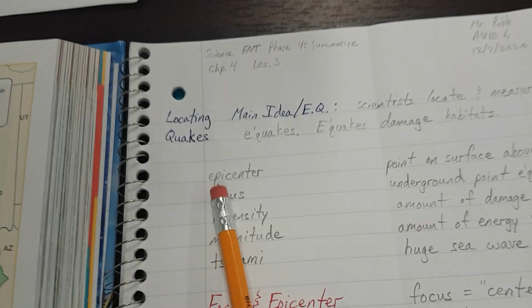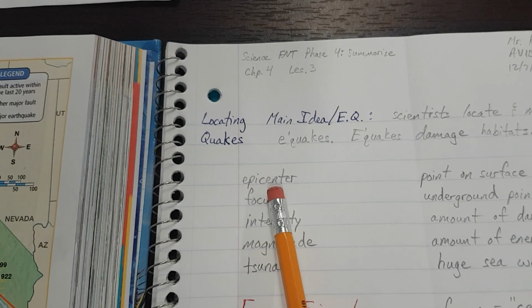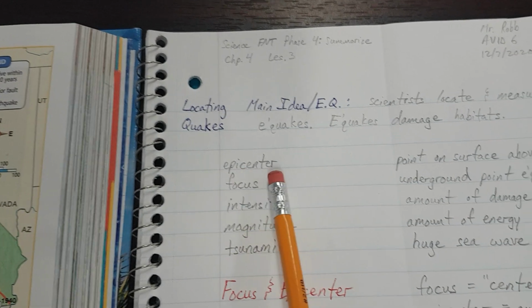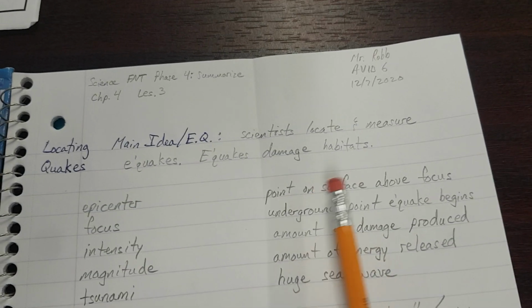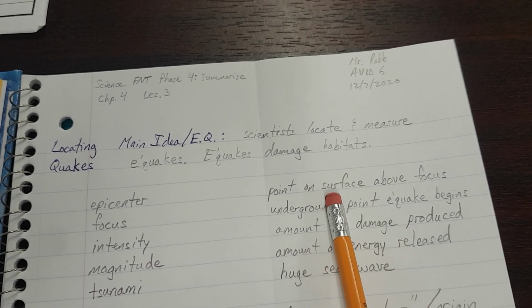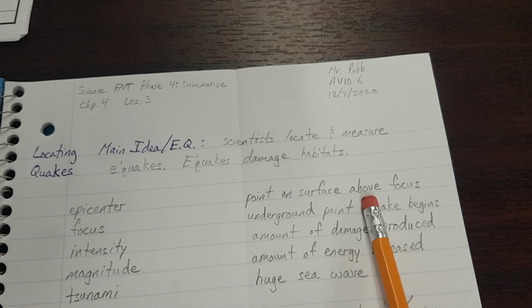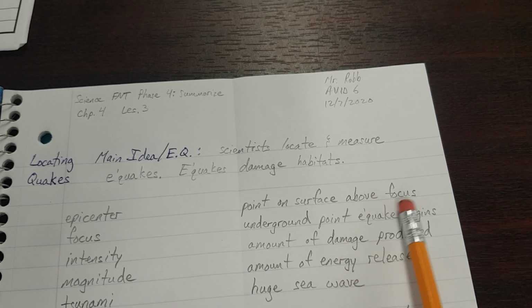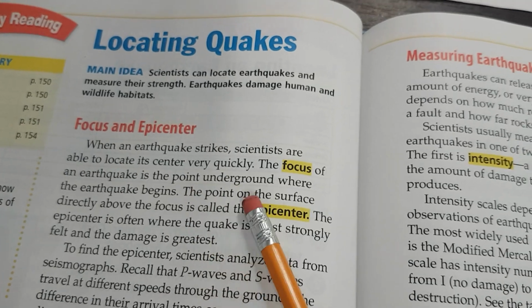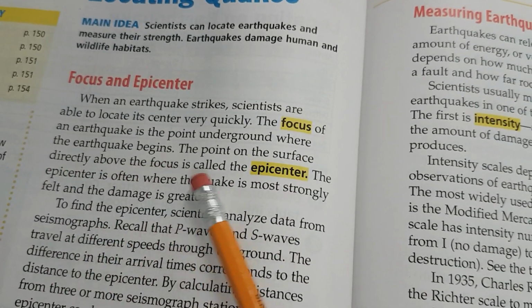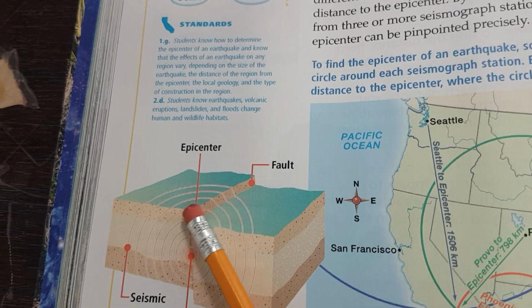Vocabulary words. Epicenter, E-P-I-C-E-N-T-E-R. Notice that the word center is part of epicenter. Point, on, surface, above, focus, F-O-C-U-S. So the epicenter, go backwards, the point on the surface directly above the focus is called the epicenter. Okay, so if the focus is here where the earthquake starts, the epicenter is the point up on the surface directly above it.